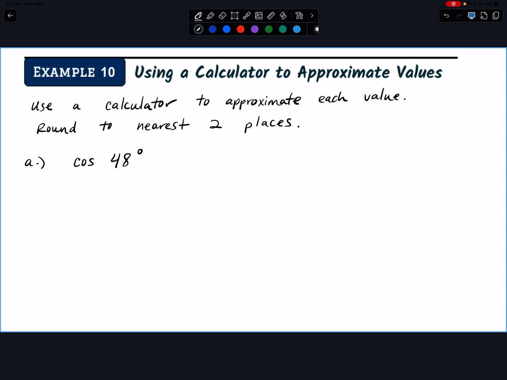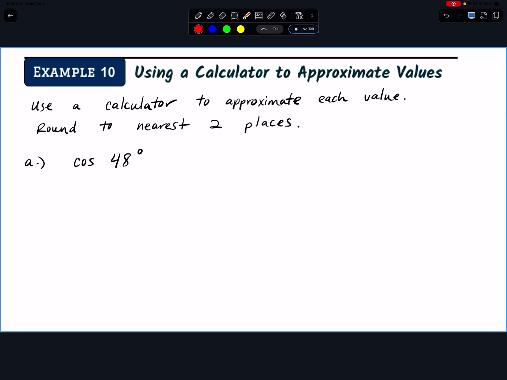Believe it or not, these problems are missed all the time because something is important to pay attention to in this problem. You guys have learned about angles and two different types of angles. What is this symbol right here? Degrees. So your calculator has two modes. It has radian mode and it has degree mode. Since it's asking you to find the cosine of 48 degrees, your calculator must be in degree mode.